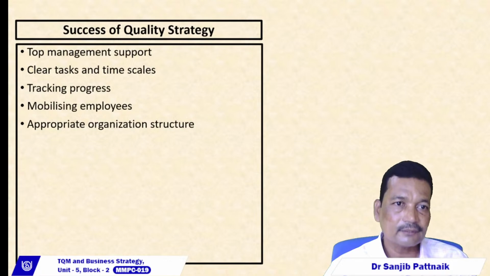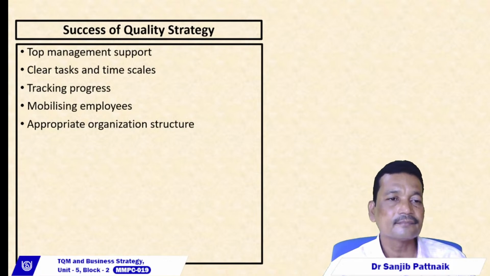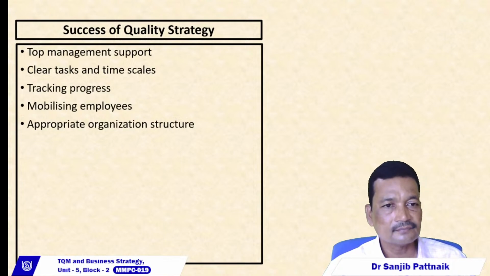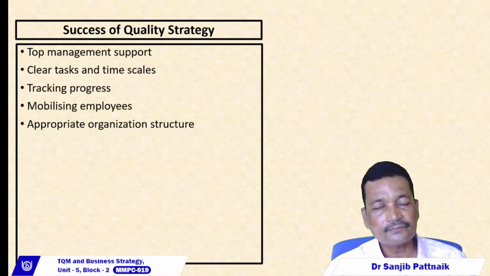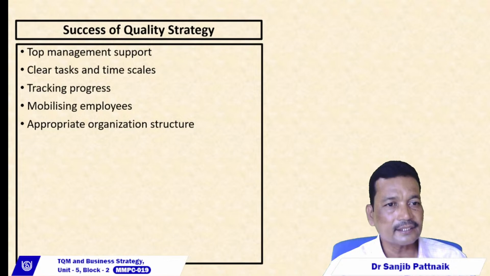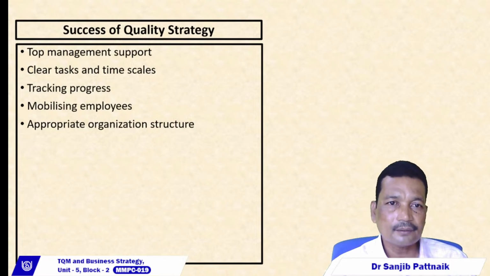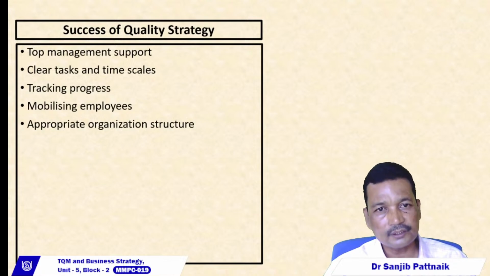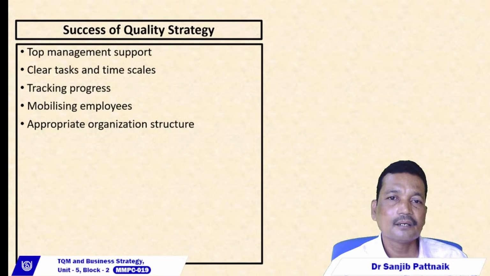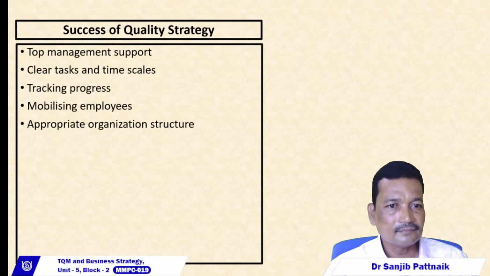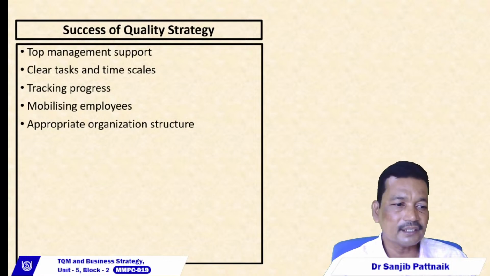Another requirement for success of quality strategy is to mobilize the employees. The employees should be trained enough, educated enough, and motivated enough so that they understand what will happen by adopting the quality strategy, not only to the organization, but what things will trickle down to them also. And finally, the organization structure should be appropriate for the success of quality strategy.